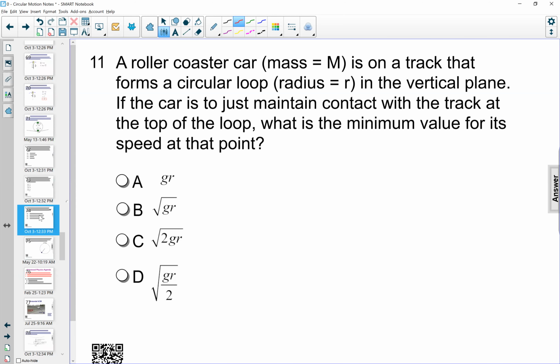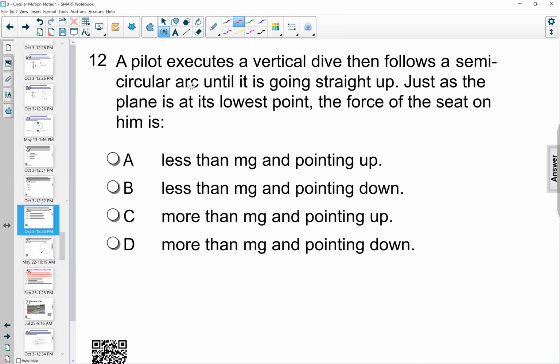All right, 2 more. A pilot executes a vertical dive, then follows a semicircular arc until it goes straight up. Just as the plane is at its lowest point, the force of the seat on him is less than mg and pointing up, less than mg and pointing down, more than mg and pointing up, more than mg and pointing down. So this is the vomit comet scenario. Pulling out of the nosedive and angling back up.